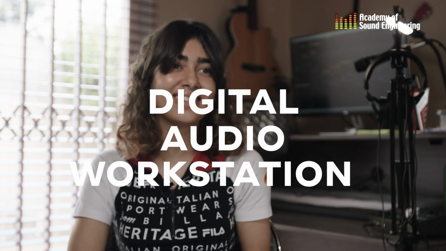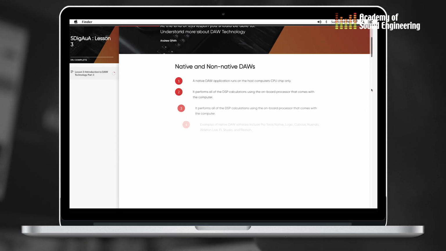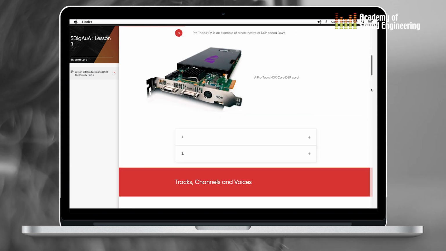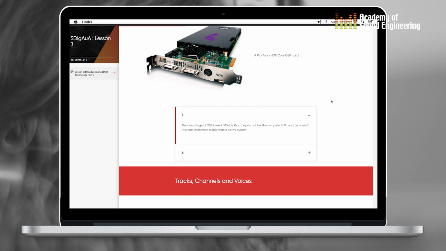In digital, we learned about native and non-native DAWs. And for you people that don't know, a DAW is a digital audio workstation. So yeah, native DAW runs on the CPU chip. And non-native DAW is additional hardware, which has zero latency and is really quick. That's a good thing because my computer definitely needs that assistance.